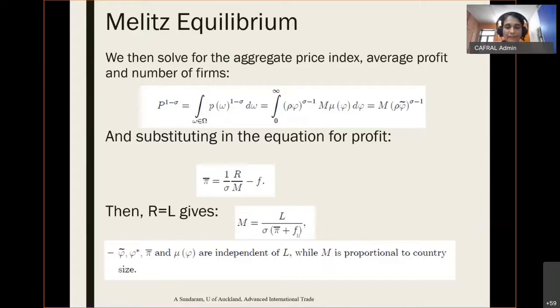Similarly, countries that have low fixed costs of production, if this is small, then this is going to be large and you're going to get more firms in equilibrium, right? So if you can keep the fixed costs low for firms to produce, you will have a lot more varieties in equilibrium. Now, one thing to note is the phi tilde, the phi star, which is a cutoff productivity, the pi bar, and the mu's, all of these are independent of country size L. It's only M, which is the total number of firms, that is proportional to country size. This is why we say that in the Melitz model, a lot is determined by simply the cutoff productivity, right?